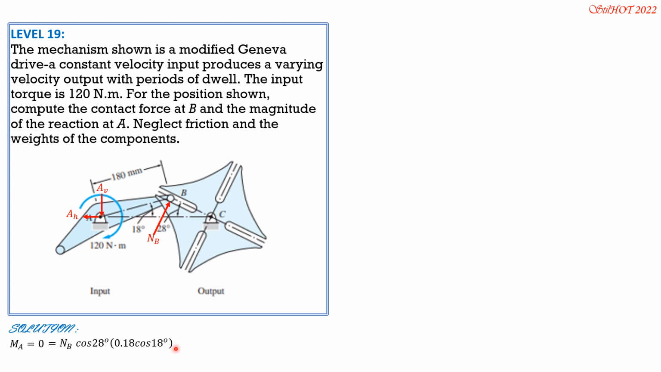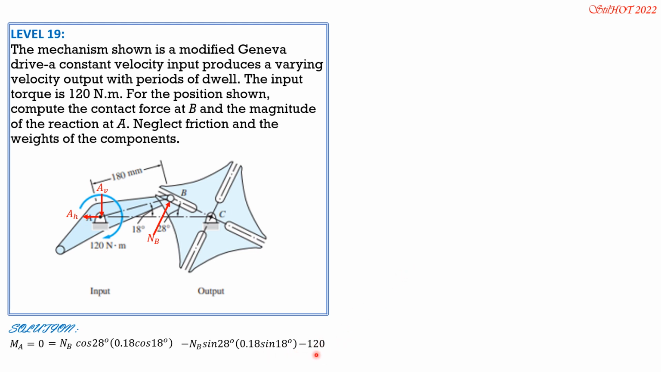Then the horizontal component is clockwise to the right, so clockwise. So minus NB sine of 28 and the moment arm is 0.18 sine 18. Minus the input torque 120. So that's consistent. NB is in newtons and the moment arm is in meters, and this is Newton meter also.